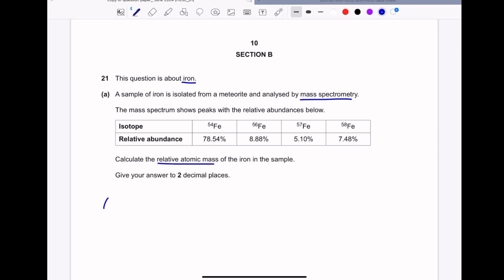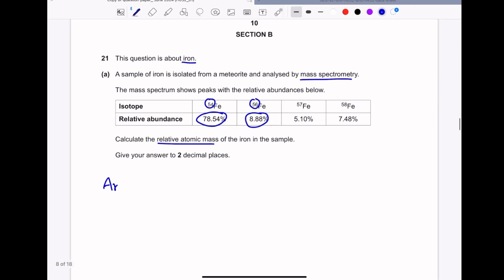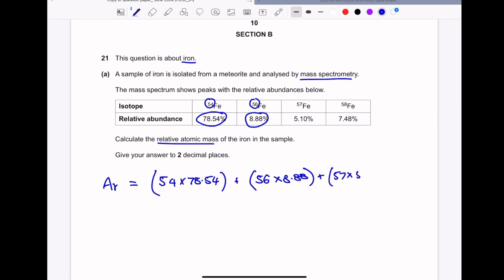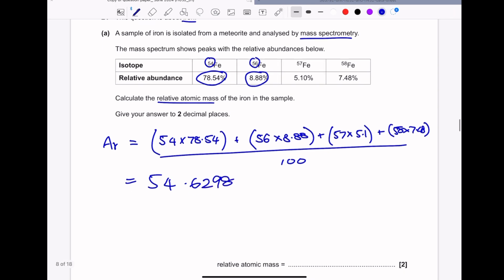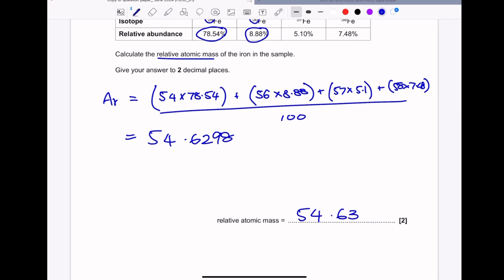So relative atomic mass, or Ar, is calculated by multiplying the isotope number with its abundance, added to the next isotope multiplied by its abundance, and so forth. So the Ar over here would be equal to 54 times 78.54, or you could have already converted this into a decimal, but I will divide by 100 afterwards, and then that plus 56 times 8.88 plus 57 times 5.1 plus 58 times 7.48. Divide by 100, and that would equal 54.6298. So to 2 decimal places, that would be 54.63 as the answer.